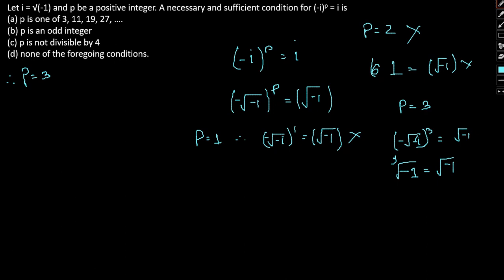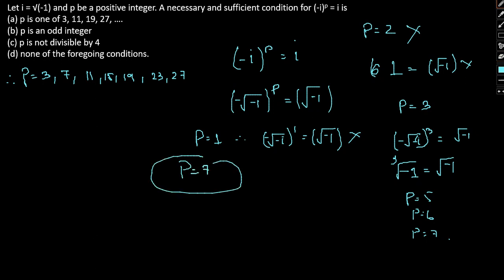Similarly, if we go on checking this condition for p equal to 5, p equal to 6, p equal to 7, we see that the value of p lies between, say, 11, 15, 19, 23 and 27. We need to keep on solving for all these conditions. Like if I go with, say, p equal to 7, let me just show you an example of the same. Say p equal to 7. Okay, so for p equal to 7, what I can do is minus i to the power 7 equal to, I need to prove this. I simply need to prove this.